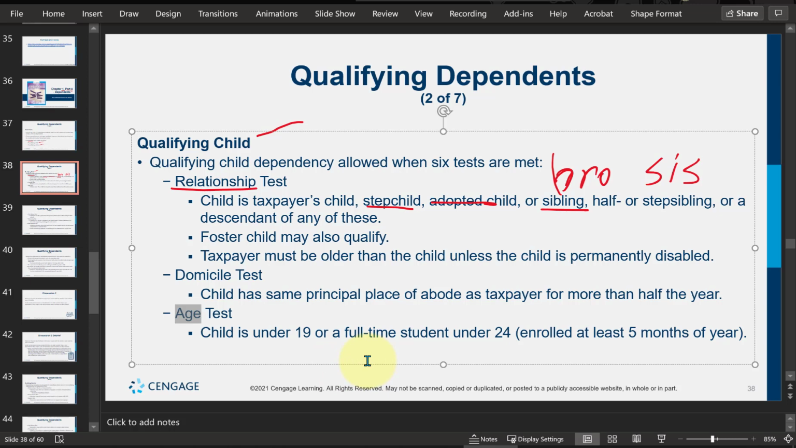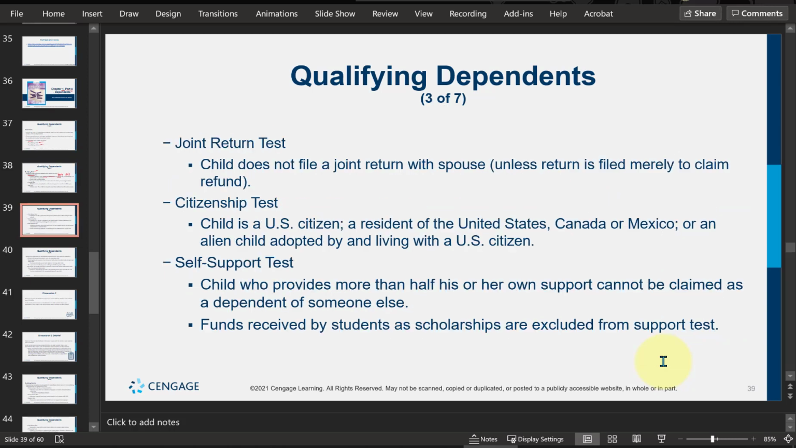Full-time is not really a student for the whole year. Here you can see it has to be at least full-time just for at least 5 months. So that would be probably one semester during the year, and then you consider it to be full-time for the whole year. The next test is called joint return test.